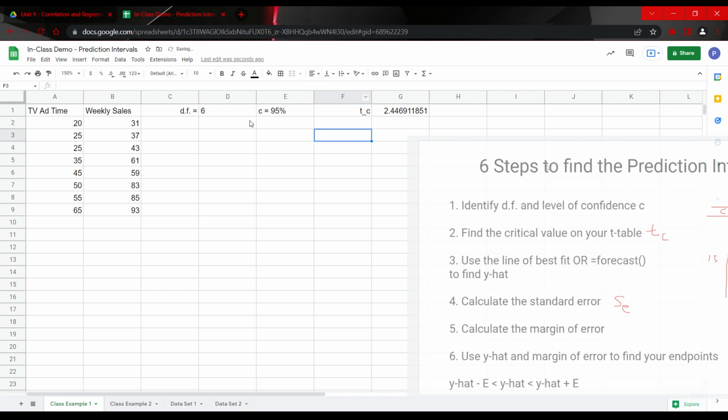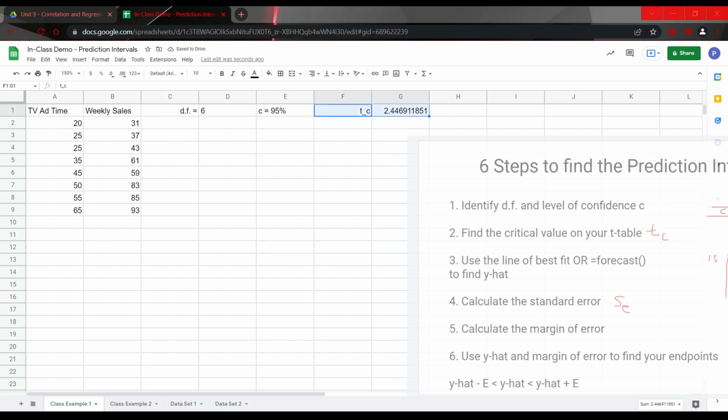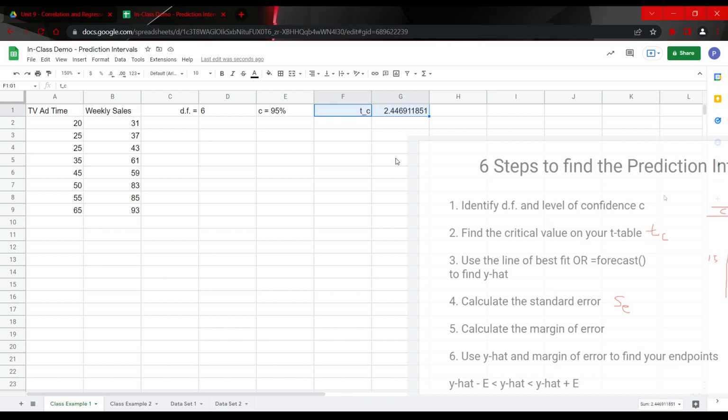Let me stick that there. Okay. So that solves my first 2 steps. My next step is to find the line of best fit to find y hat, using the line of best fit to find y hat. So let me do that over here.